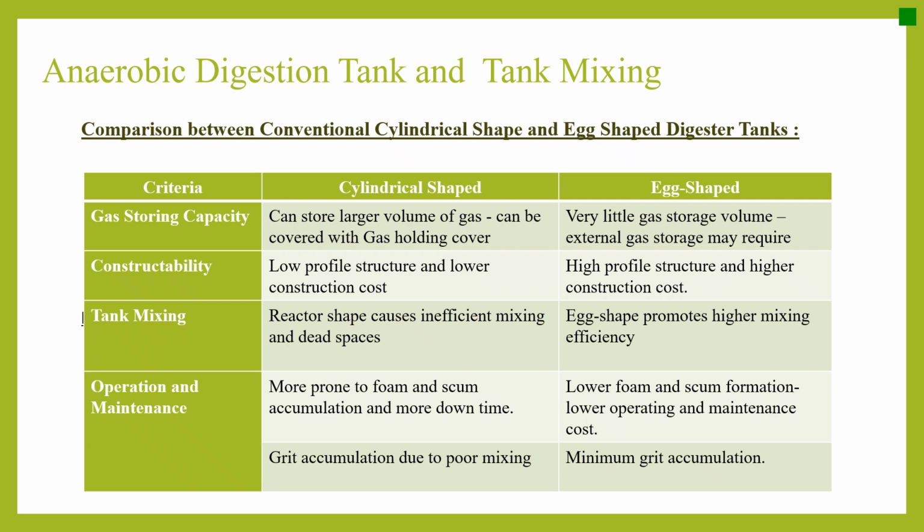Regarding tank mixing, the cylindrical shape reactor causes inefficient mixing and dead spaces. For the egg-shaped digester, the egg shape promotes higher mixing efficiency. Regarding operation and maintenance, the cylindrical one is more prone to foam and scum accumulation, which leads to more downtime. But for the egg-shaped one, lower foam and scum formation leads to lower operating and maintenance cost. Also, for the cylindrical one, grit accumulation happens due to poor mixing, but for the egg-shaped one, there is minimum grit accumulation.